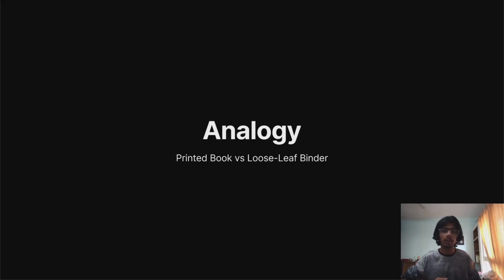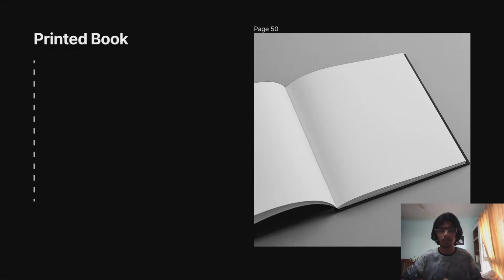For a better understanding, let me explore this analogy further by taking a printed book and a loose leaf binder. First, imagine a printed book with all of its pages stuck together in a fixed order. Here, every page number corresponds to a fixed position in this book, just like an index in an array. Now, if I were to go to page 50, I don't need to go through pages 1 to 49. I can just go directly to it. This is just like an array where I get fast lookups because of its index.